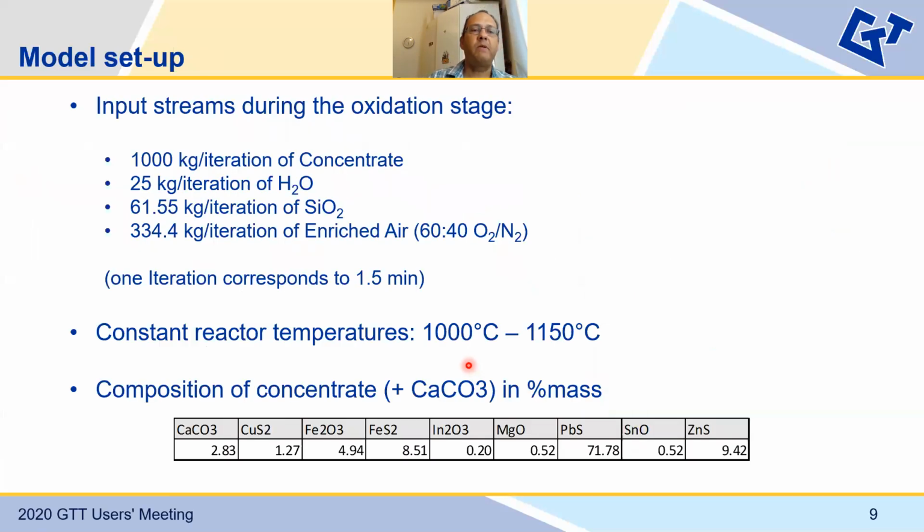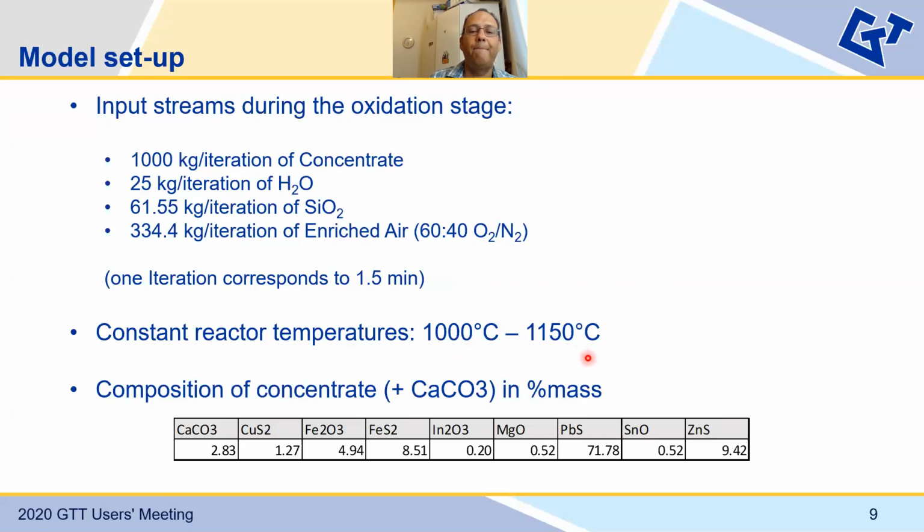So the input materials that you have in the reactor are basically the concentrate, water, silica, and enriched air. The quantities are listed on the slide, and each iteration corresponds to 1.5 minutes. The reactor works at a temperature which is fixed during the whole process, but each reactor or each zone has a different temperature. Temperatures vary between 1000 degrees and 1150 degrees.